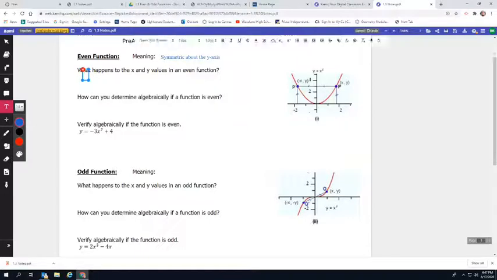Well, let me see if I can move this down a little bit. So for every ordered pair that you might have, x, y, a negative x, y exists. So basically all that you're doing is just changing the sign of your x. So f of x and f of negative x have the same y value.